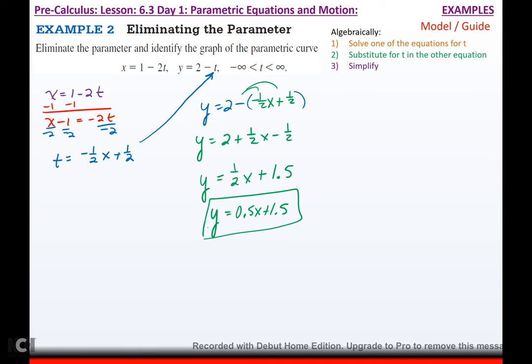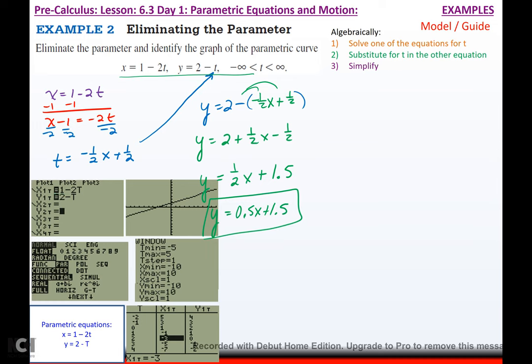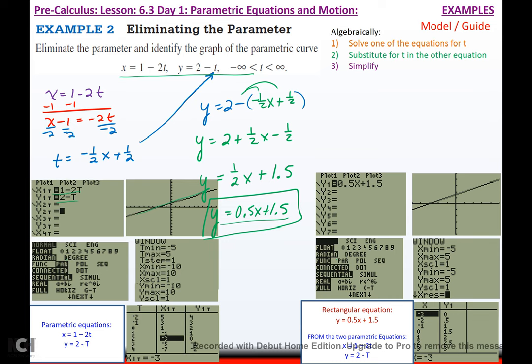Now, what I want you to understand is that if you were doing this parametrically, I would type this in for x1 and this in for y, putting it in parametric mode. I set my t step from negative 5 to 5, counted by 1s, and that would be the graph. If you go back to function mode, put it back in function, not parametric, and type this in for y1, you see how you get the exact same picture.